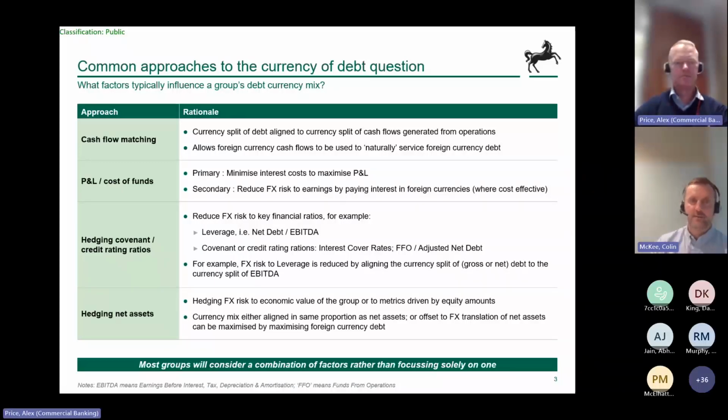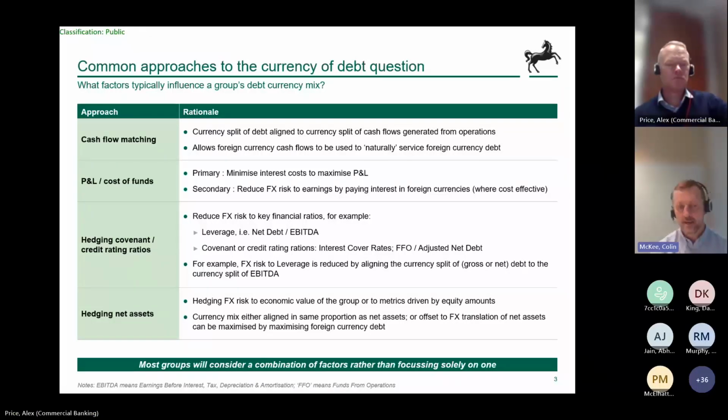Next one on the page then is looking at credit metrics, so credit rating ratios or covenant ratios. And most typically we might see something like leverage, so either gross debt or net debt to EBITDA, or the public credit rating equivalents of that measure, or things like interest cover, for example. And the rule of thumb here is that if you want to reduce FX risk to some of these metrics in order to insulate them from FX movements, then you would look to align the proportion of debt in each currency with the proportion of EBITDA. So you look to align the splits, the currency mix in net debt with the currency mix of EBITDA. And in doing that, you should insulate that credit metric from movements in FX rates.